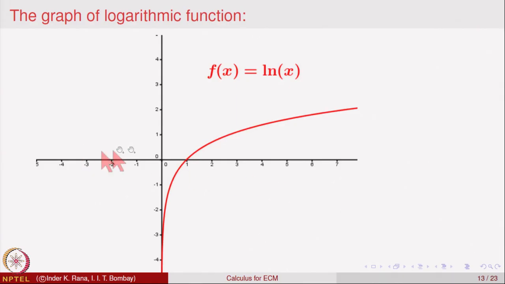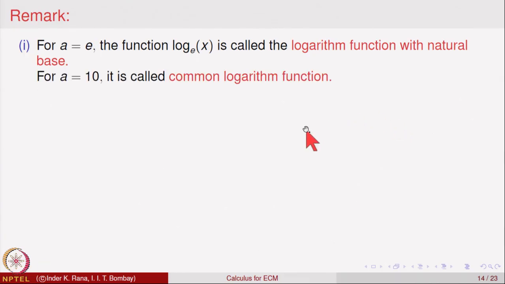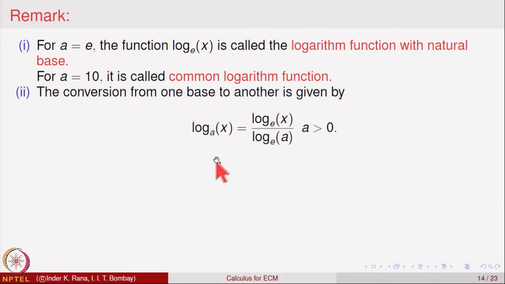So, if you draw the line y equal to x and reflect, that is the graph of e raised to power x. So, it is a reflection against the line y equal to x. Just a few remarks: for the base a equal to e, it is called the log with the natural base, otherwise it is called the common logarithm. When a is equal to 10, it is called the common logarithmic function.